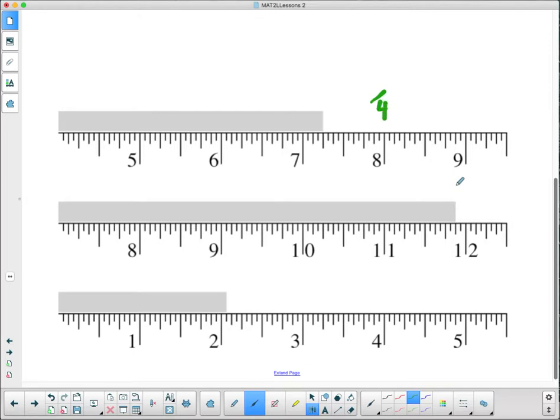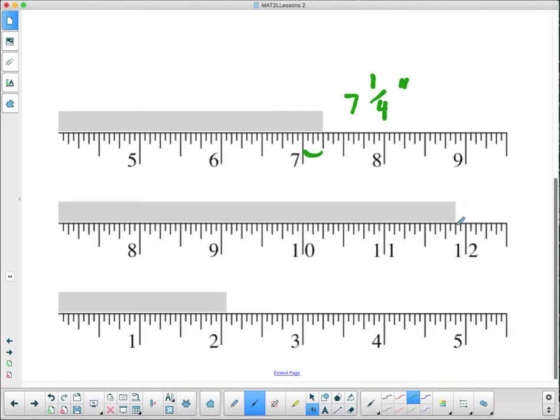So we know it has a denominator of 4. Now if we take a look, it's only one of those jumps away from 7. So it's actually just 1/4. And since it's right after the 7, that's our whole. So it's 7 inches and a quarter. So 7 1/4 inches.